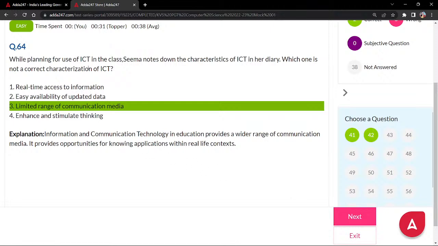While planning for use of ICT in class, Seema notes down the characteristics of ICT in her diary. Which one is not a correct characterization of ICT? That is limited range of communication media. So that is not a characteristic. Real time access, we can access in real time, and it is easily available and enhances and stimulates thinking.